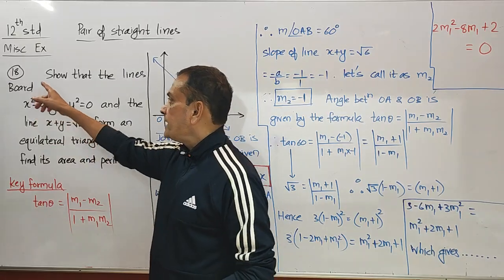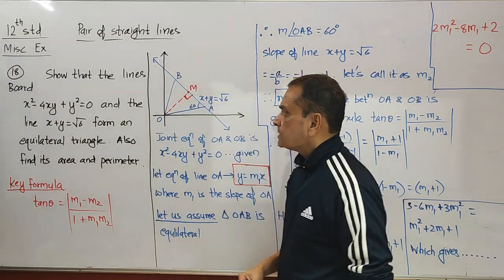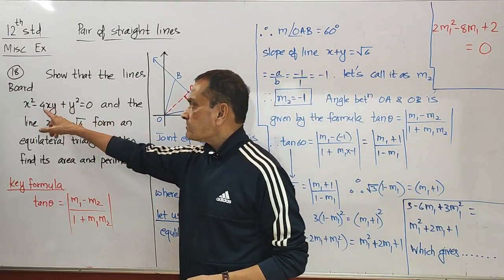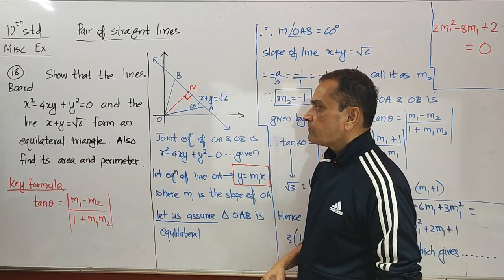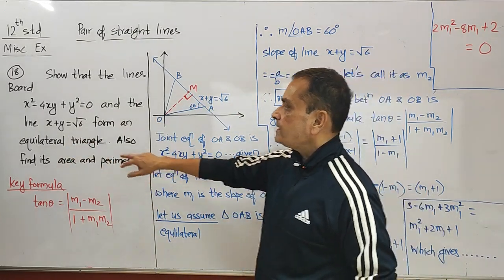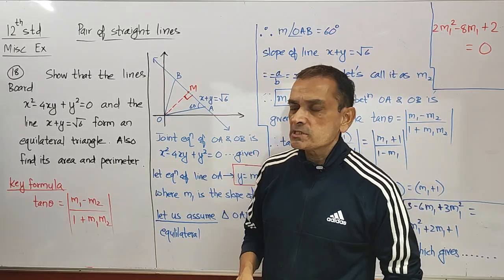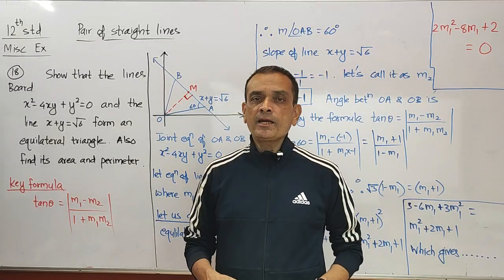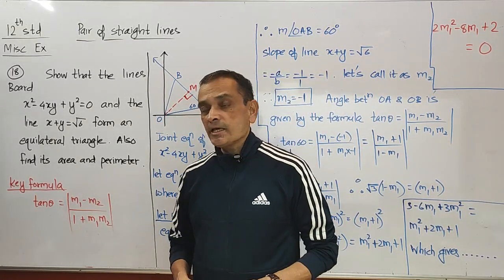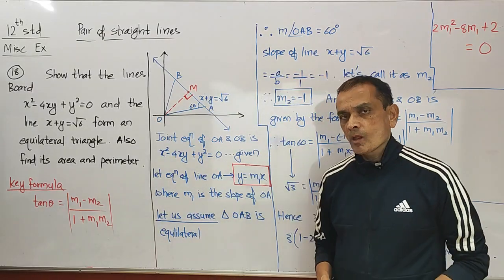Miscellaneous exercise problem 18. Show that the lines x squared minus 4xy plus y squared equal to 0 and the line x plus y equal to root 6 form an equilateral triangle. Also find its area and perimeter.